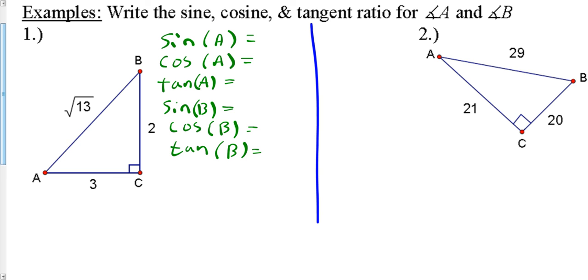So sine is opposite over hypotenuse. So I'm going to go opposite. And then I know this is the hypotenuse. So that's going to be 2 over the square root of 13. And then let's do tangent of B.